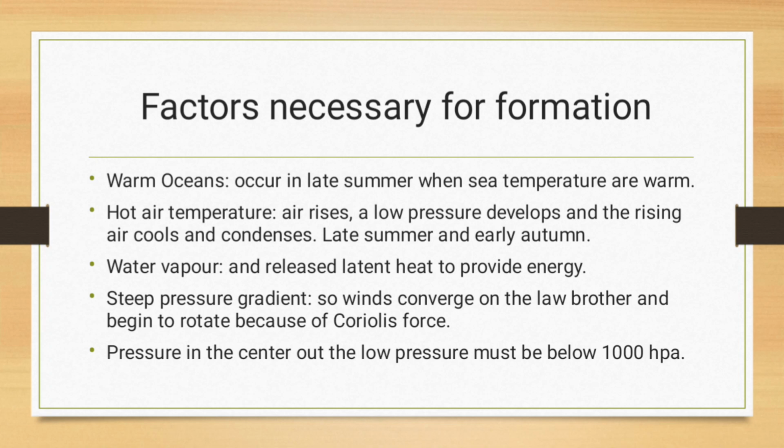Moreover, there are factors necessary for the formation of tropical cyclone. For a cyclone to develop, there are necessary conditions that push that cyclone to occur. Number one, the ocean must be warm. When the sea level becomes warm by the summer season, the oceans are warm. So it occurs in late summer when sea temperatures are warm.